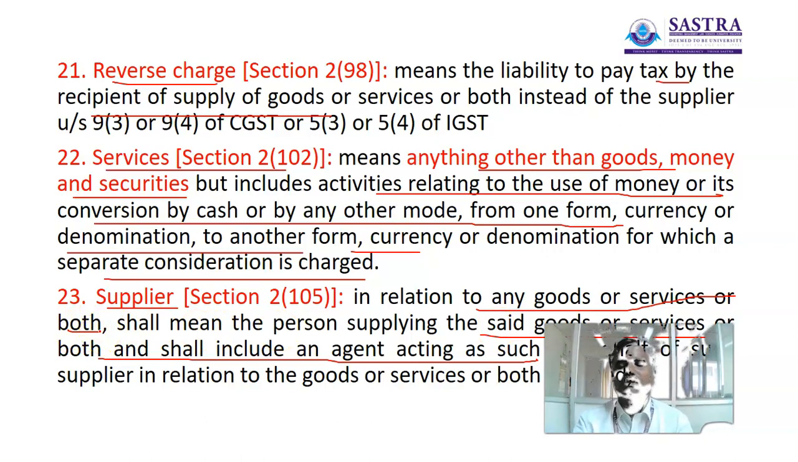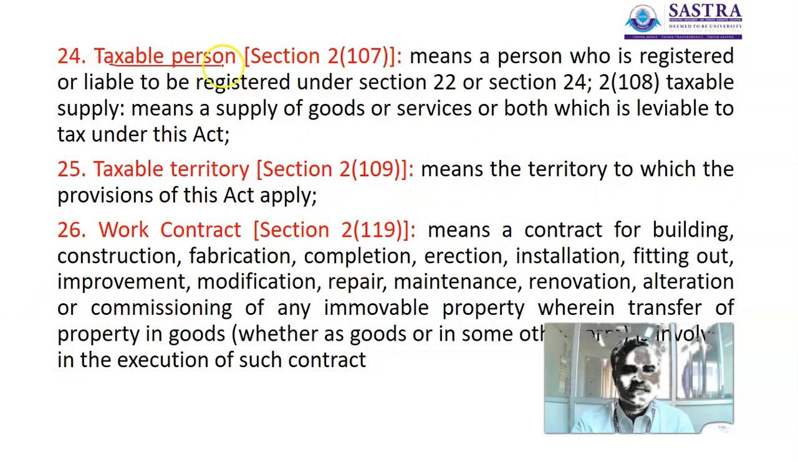A person who supplies goods or services or both is a supplier. Now, taxable persons. A taxable person should be a registered person, my dear students, because we are going to discuss registration separately in Unit 2. The next video will be for registration.